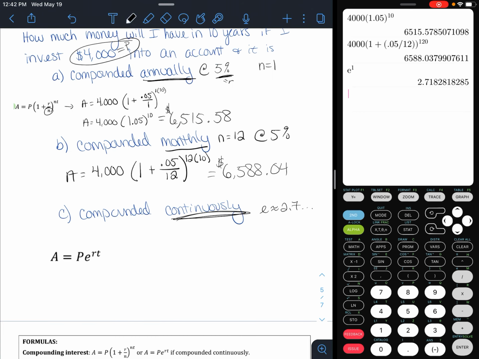But let's fill in all of our information here. So we're going to have the principal, 4,000 times e, and again, e isn't a variable here, it's actually a constant, so it represents the number. The rate, we'll keep it at 5%, so 0.05, and the time is 10 years, all right? So 4,000 times second ln gives me the e, and that's to the 0.05 times 10 power.